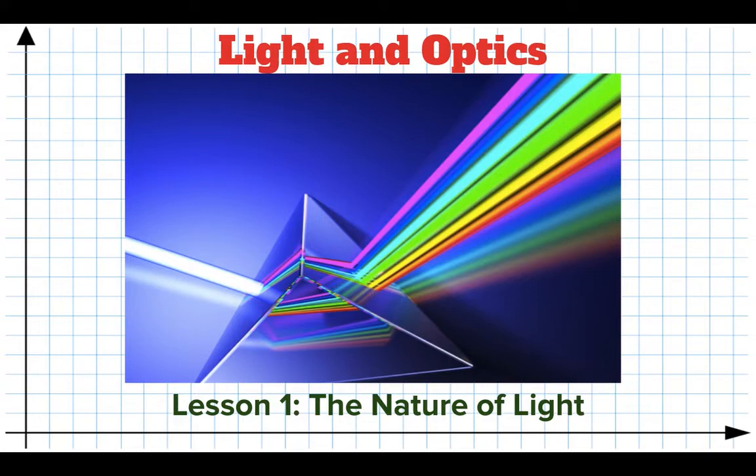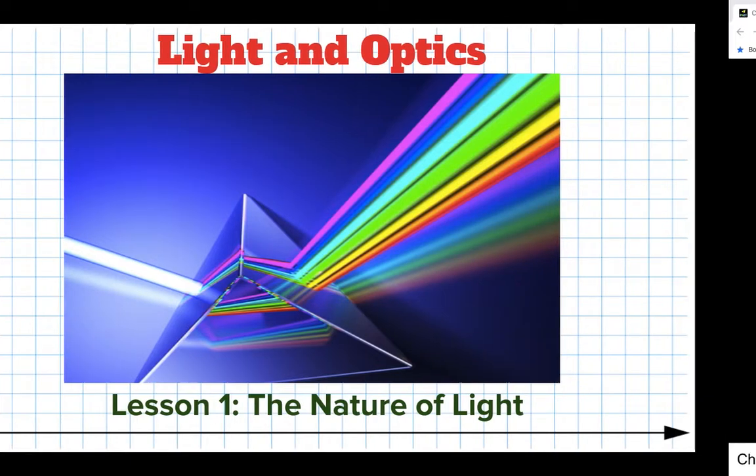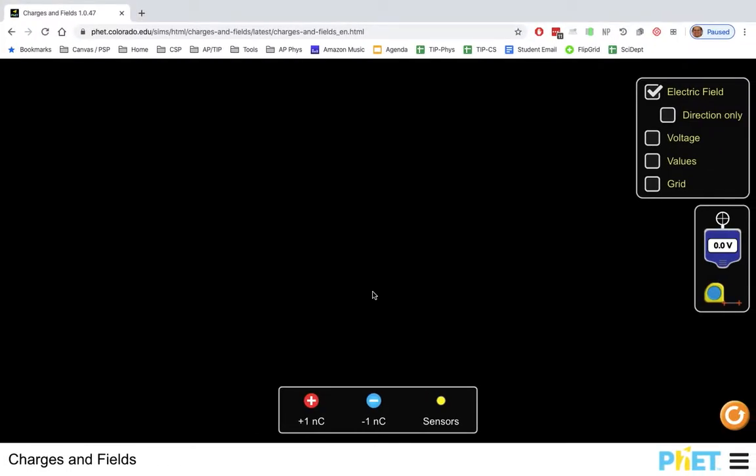Today our lesson is on the nature of light. So we've talked about electricity and electric fields, and we need to talk about what happens in a special case when a charge is moved. So here's a little applet which will help us figure out what's going on.